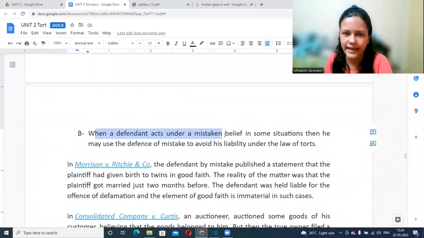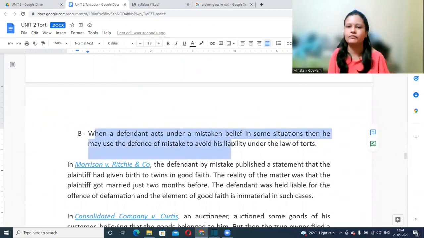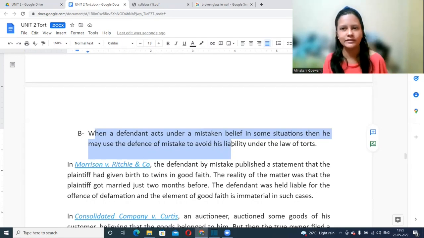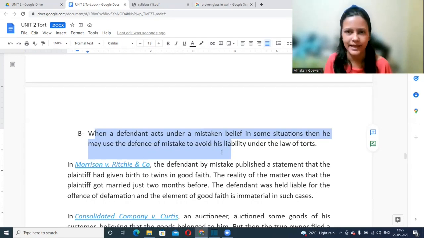So when the defendant acts under a mistaken belief in some situation, then he may use the defense of mistake to avoid his liability. So he can prove that, yes, this was the situation. It was strong enough for me to believe it. And I believed it. If court is satisfied that, yes, actually the situation was such, it's not that the person simply believed or assumed something. In such cases, court can give him the liberty that, okay, fine, you are not liable for it. He can escape the liability.